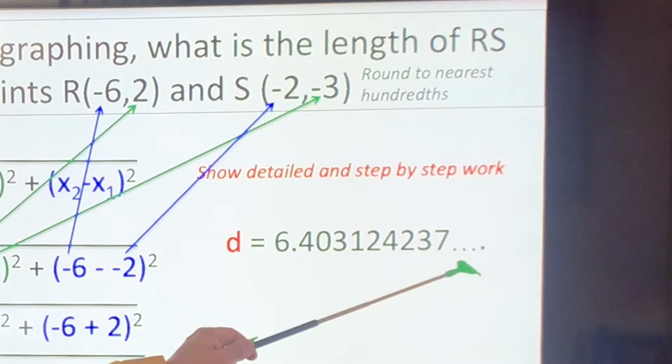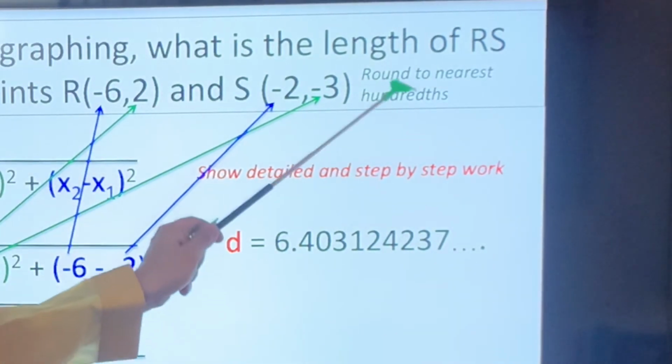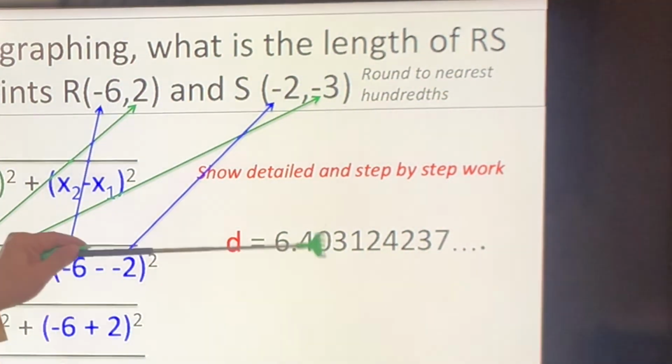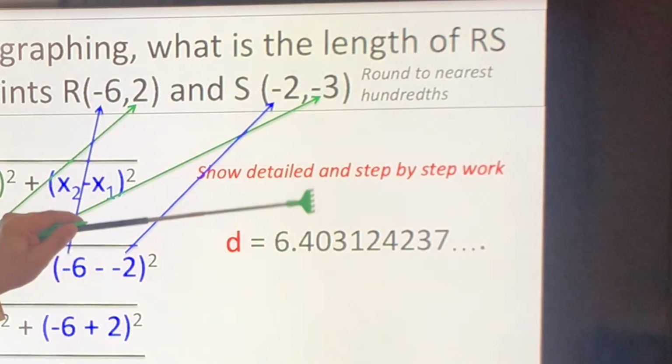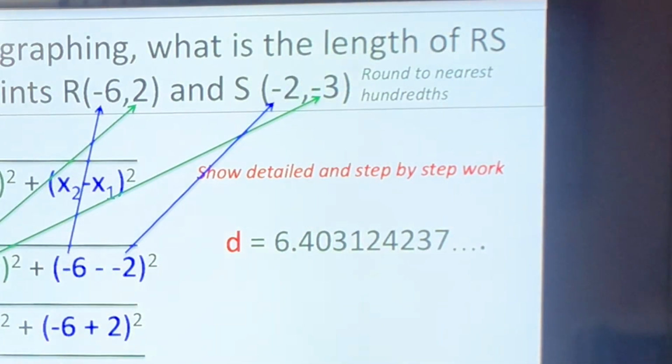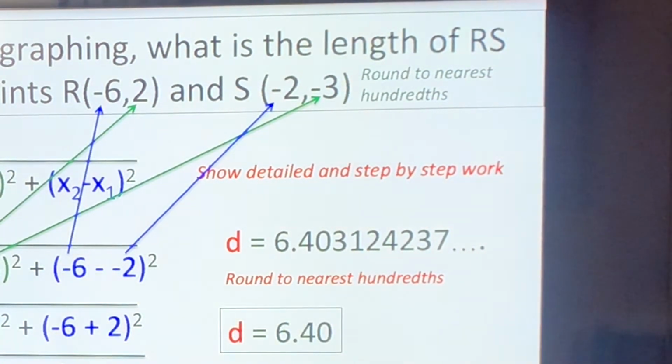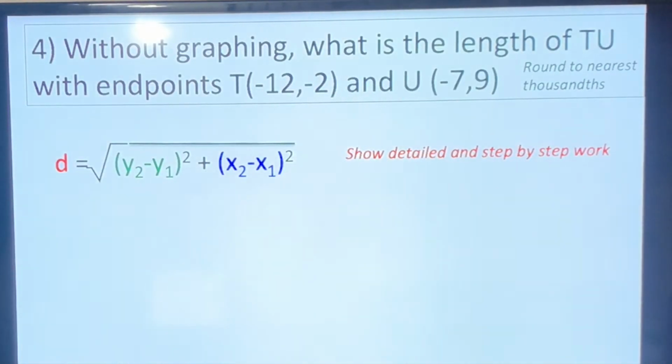The calculator answer would be very long, but it says here round to the nearest hundredths, and hundredths is over here. Will the 3 affect the 0? No. Therefore, when I round it, it's going to be 6.4. Next problem. Pause.